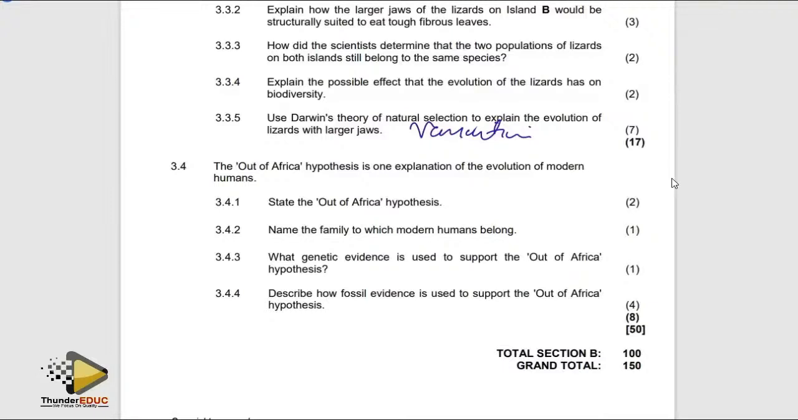While those with the small jaws could not eat enough food, therefore they died in large numbers, and this is called natural selection. Those which survived passed their genes to the next generation, and after many generations, all the population of the lizards were made up of large jaws. That's how you can explain using Darwin's theory of natural selection how this evolution of large jaws came about.